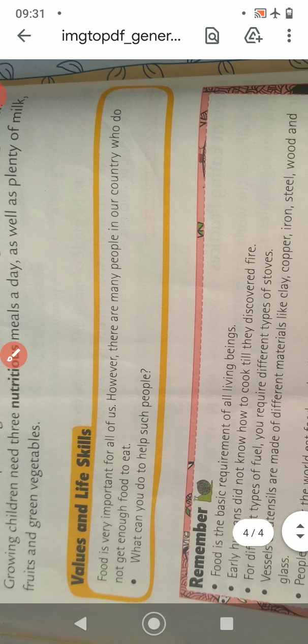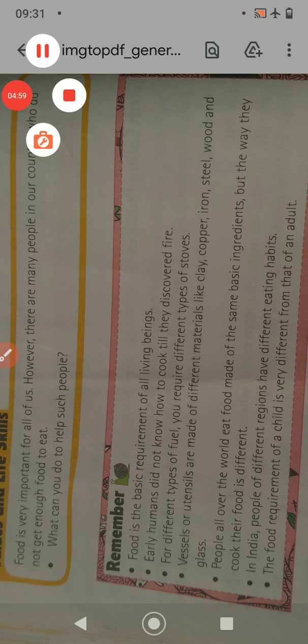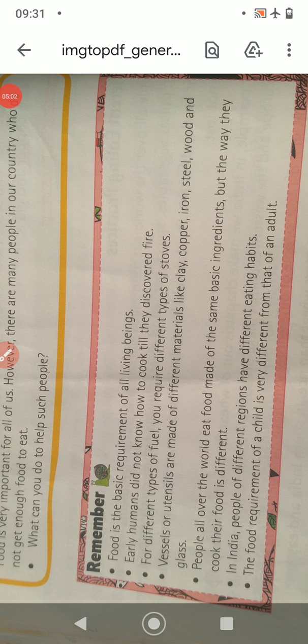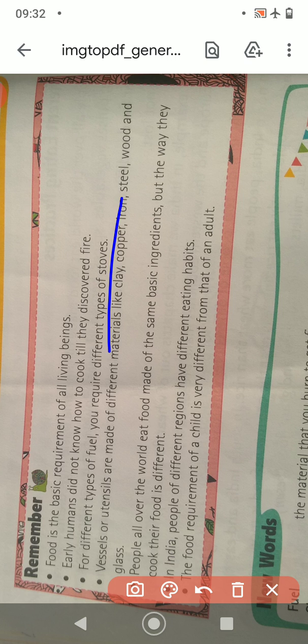Now, what all things do you have to remember? I'll tell you. What we need to remember about this chapter is: food is the basic requirement of all living beings. Early humans did not know how to cook till they discovered fire. For different types of fuel, we require different types of stoves. Vessels or utensils are made up of materials like clay, copper, iron, steel, wood, and glass.